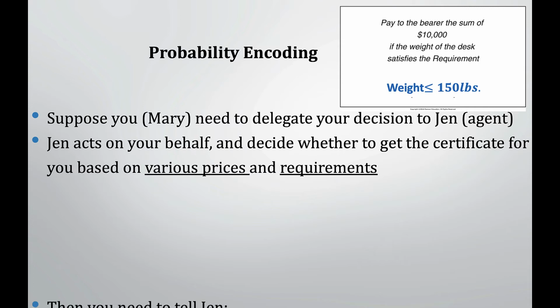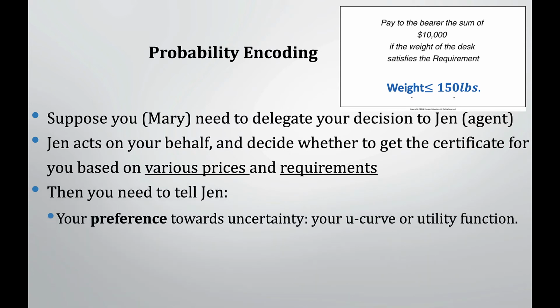Okay. So the things you need to tell Jen first, of course, is your preference towards uncertainty, okay? Because Jen needs to be able to make a decision on your behalf based on how tolerant you are to the risks of winning or not winning $10,000. For that part, you need to give Jen your U-curve or your utility function. In earlier lectures, we have already learned how you can figure out your U-curve or your utility function.